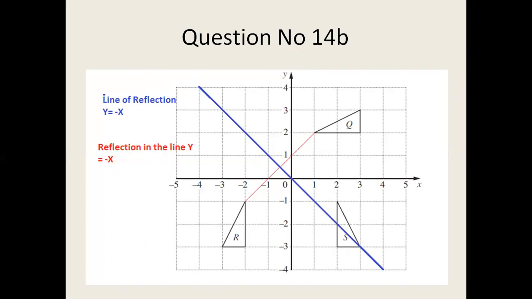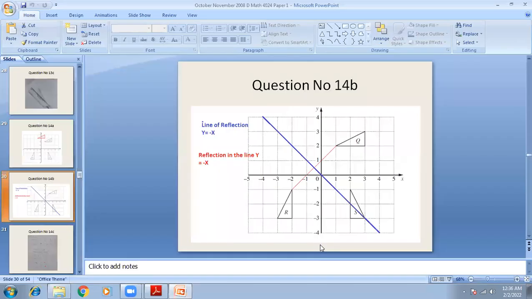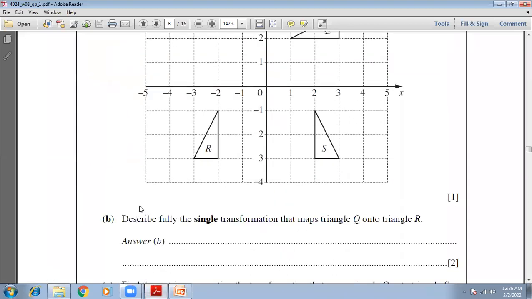At 0, it is 0. At 1, it is -1. At -1, it is 1. At 2, it is -2. And at -2, it is 2. So this famous blue line, its equation is y equals -x. And this is reflection in the line y equals -x. Hopefully you understand. So let's check one more question.